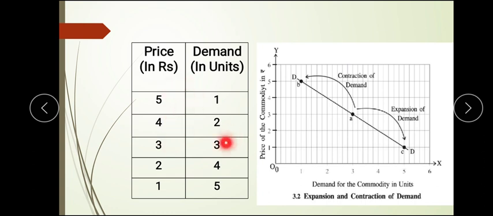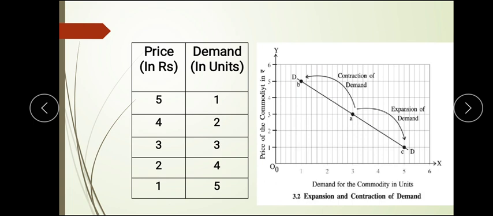The demand has contracted from 3 to 1. The demand, which was 3 units, came down to 1 as the price became 5 rupees. So you can observe there is a contraction of demand. Why? Because there is an increase in the price. When there is an increase in price, the demand decreases, and there is a contraction of demand.